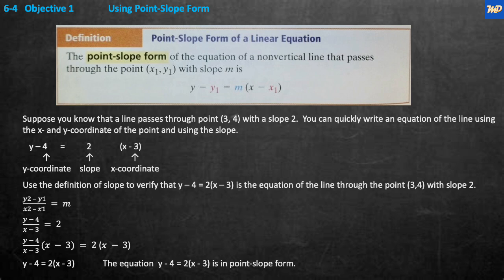Okay, objective 1, using the point-slope form. So let's start with a definition. What is the point-slope form of a linear equation? The point-slope form of a linear equation is for a non-vertical line. Remember, we've talked about that in the past, that a vertical line, we can't include those, because they're undefined, because there's no slope. It's infinite, so to speak. Anyways, the line that passes through the point x1, y1.